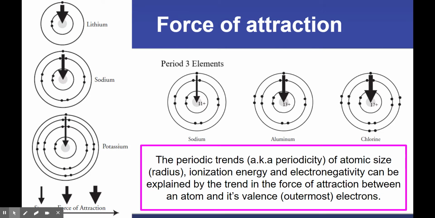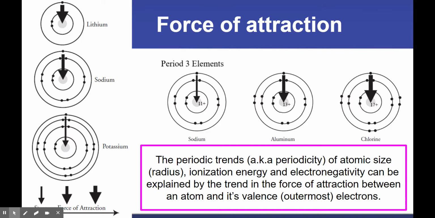Okay, so we wanted to finish up our discussion about periodicity today, or what causes the periodic trends. First of all, you'll notice there in the pink box, along with the other things on this slide, this is a major thing that we want you to know. The periodic trends, which are also called periodicity, of atomic size or radius, ionization energy, and electronegativity can be explained by the trend in that force of attraction. That force of attraction is our why, our explanation of why we observe these different things.